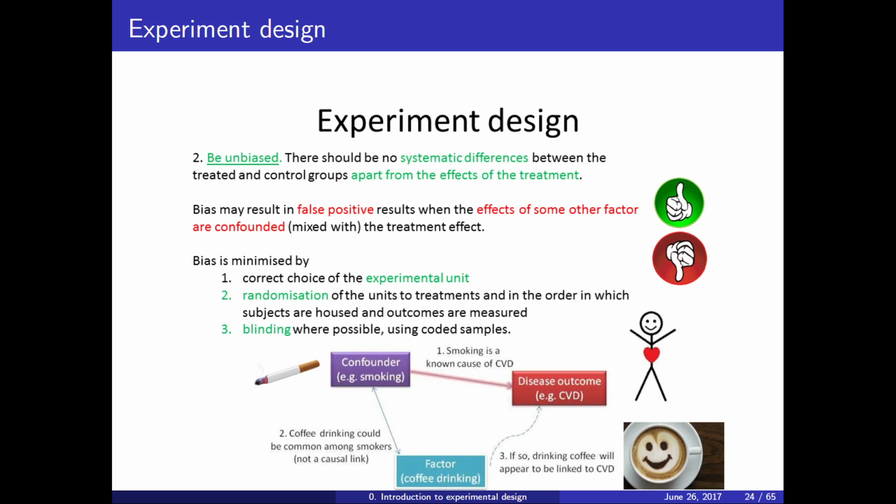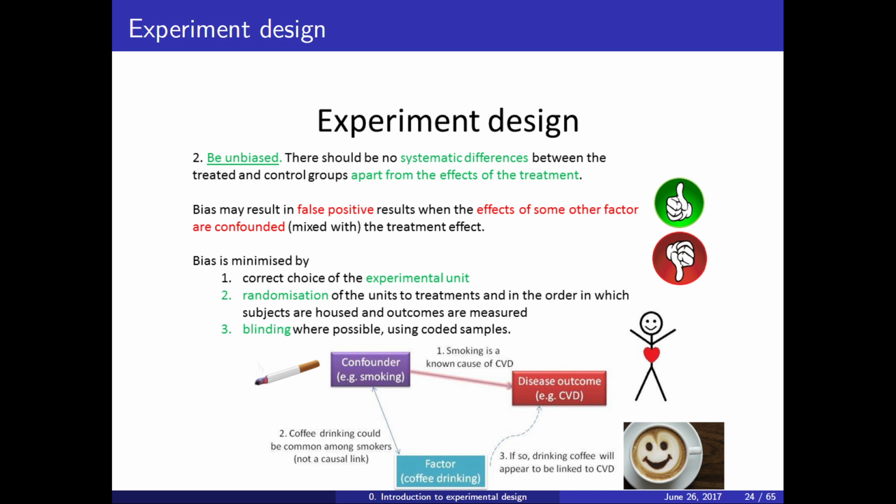And experiments should be unbiased, so there should not be any systematic difference between the treated and control groups apart from the effects of the treatment. So bias typically results in false positives, and the problem is that some other factor may be confounded, mixed with the treatment effect.